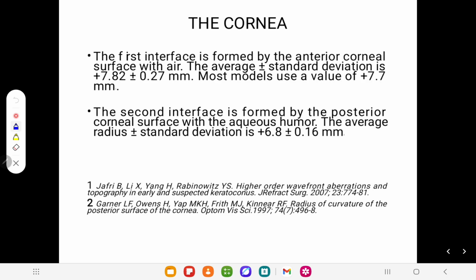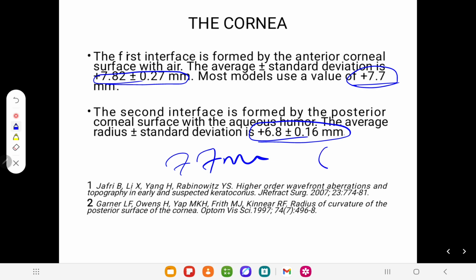We know it. Okay. So for the cornea, the first interface is formed by the anterior corneal surface and air, and the average radius, with its standard deviation, is 7.82 plus or minus something. Most models use 7.7, isn't it? So for the corneal front surface, we always think 7.7 is the average. The second interface is formed by the posterior corneal surface with aqueous humor, and the average radius is 6.8. We always consider front surface 7.7 mm, back surface 6.8 mm, as I have already discussed in the previous video on the schematic eye.